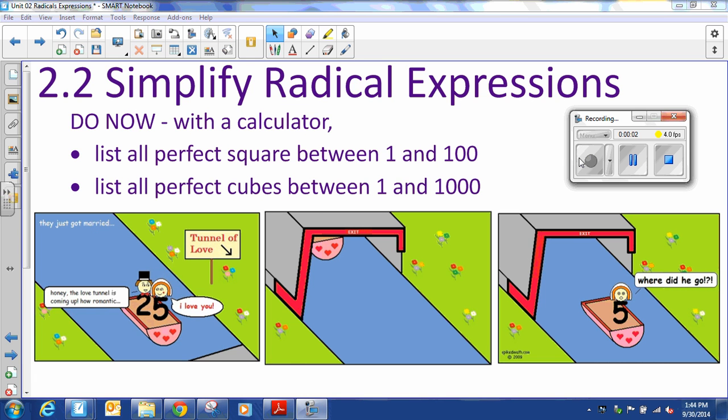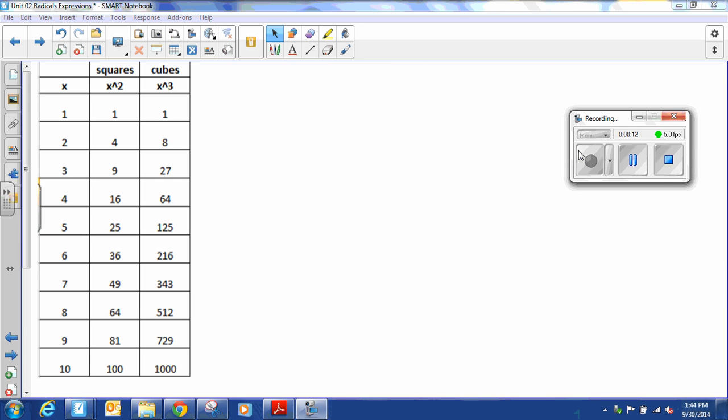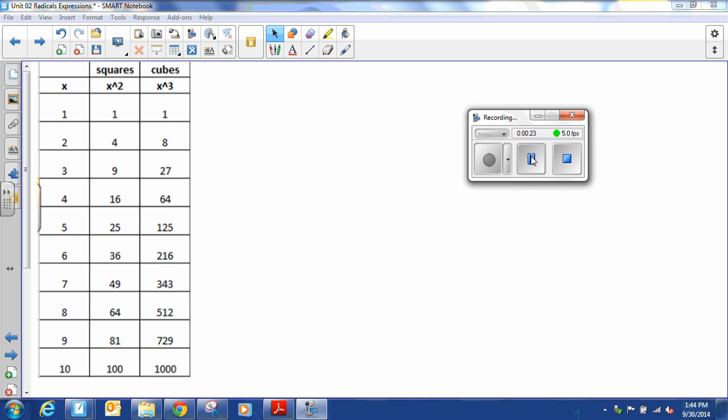Okay, this lesson we are simplifying radical expressions. It's a very good idea for you to know what the perfect squares are between 1 and 100 and the perfect cubes between 1 and 1,000. And here is a list for you. Of course, you can use the calculator during the Regents test, but this helps you to become more fluent and to more quickly finish the test.